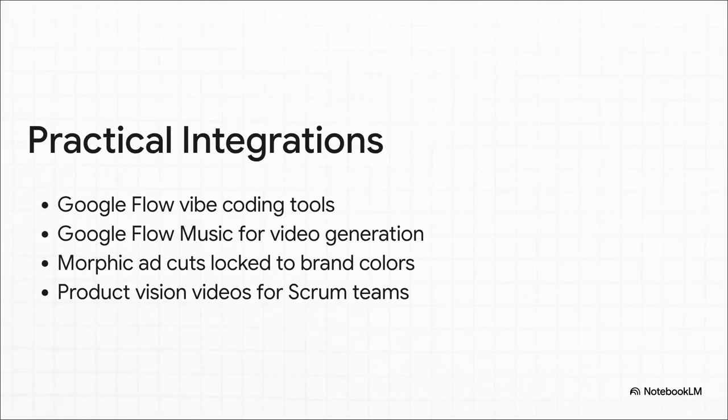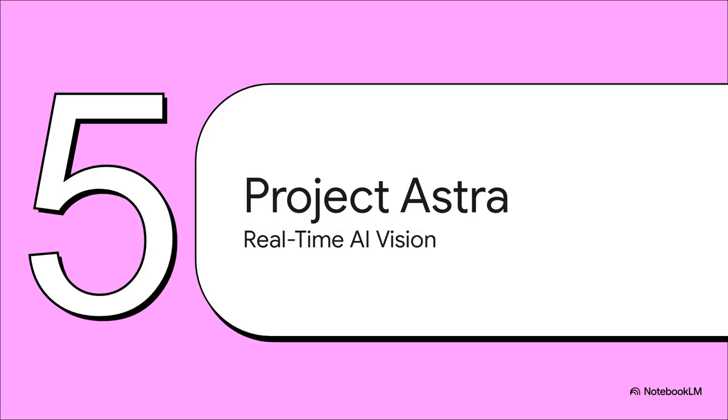Just imagine you're a product owner or a marketer. You don't have to stress about the complicated AI layers anymore. People are already using this stuff. Product owners on Scrum teams are whipping up visual product visions for sprint reviews. Marketers are using platforms like Morphic to crank out ad cuts perfectly locked to their brand colors. And filmmakers in Google Flow are literally using natural language to build custom video editing tools, a wild process they're calling vibe coding.